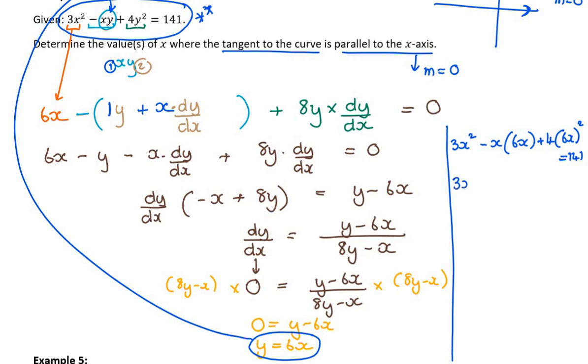So now I get 3x squared minus 6x squared plus 24. Oh no, sorry, not 24, because I have to square the 6 as well. So it actually becomes 4 times 36x squared, and so that is plus 144, I think, x squared, I better check that on my calculator, equals 141. So let me just quickly check that. Right, so I think I got that right. So 3x squared minus 6x squared is minus 3x squared plus 144x squared actually becomes 141x squared.